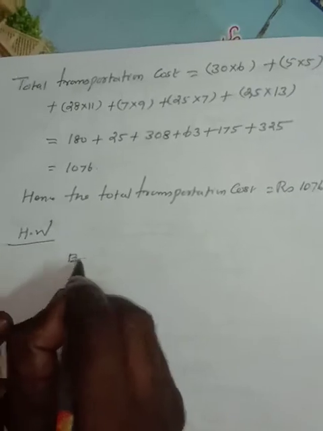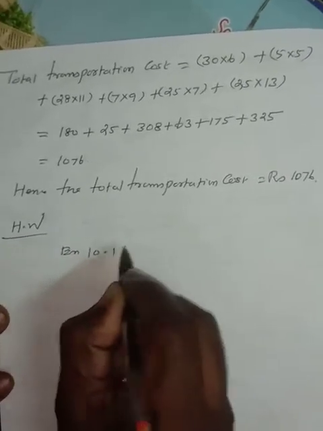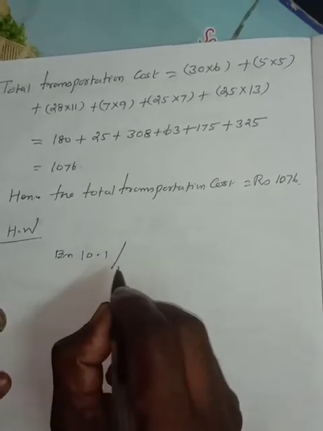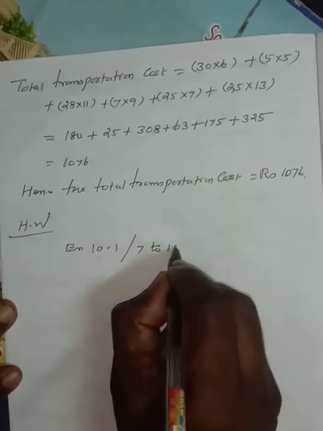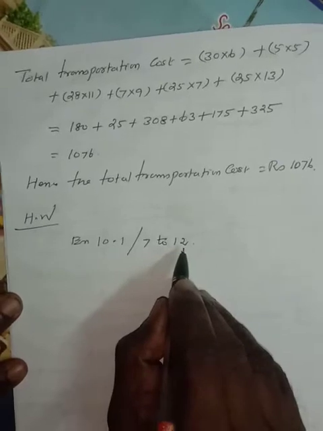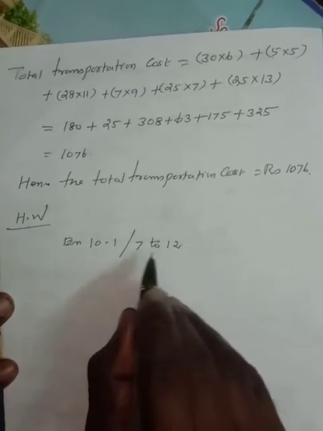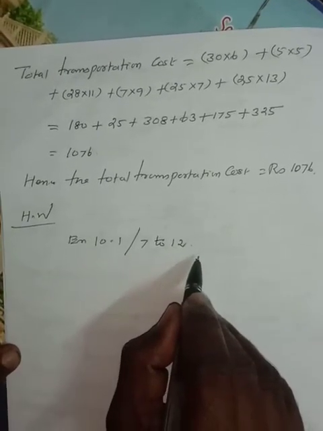Today's homework: Exercise 10.1, sums number 7 to 12, same type. Therefore, try yourself. Today's homework is over.